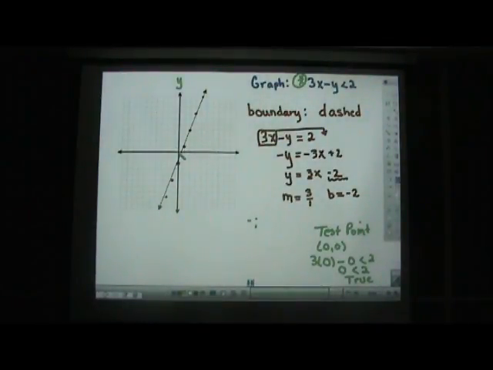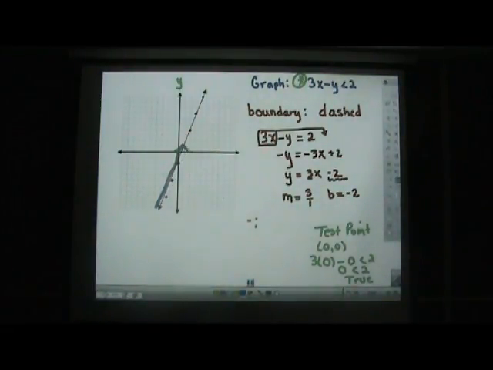Now on my graph, sometimes it's a good idea to mark your test point. Since the test point is true, you want to shade the side where the test point is at. If you ever get a false, then you don't want to shade that side. You want to go to the other side where your test point is not at. So then you want to make sure as you're shading that you're getting up next to your boundary line, but make sure that you're not going across your boundary line. Don't go in between your dashes, but make sure you get right up next to it.